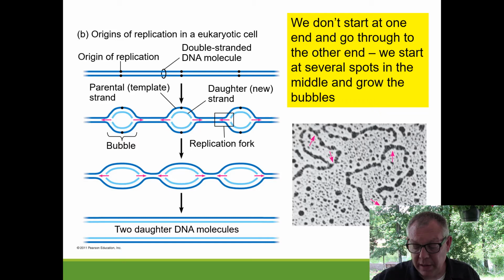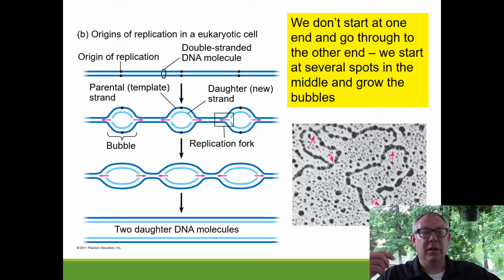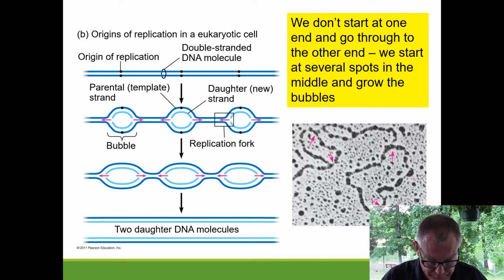And so the picture on the right is just a microscope picture kind of showing that, and you can kind of see where you've got different bubbles. But this is important to understand how the DNA gets built. You start at that origin spot and you go in both directions. And then you start in other places and you go both directions, and eventually all those bubbles meet up.